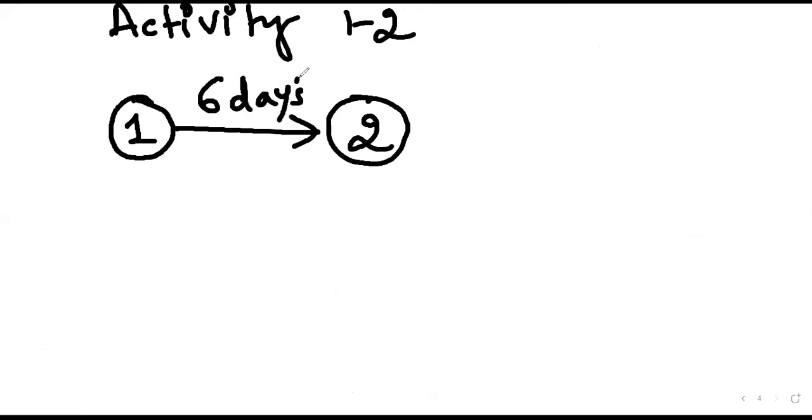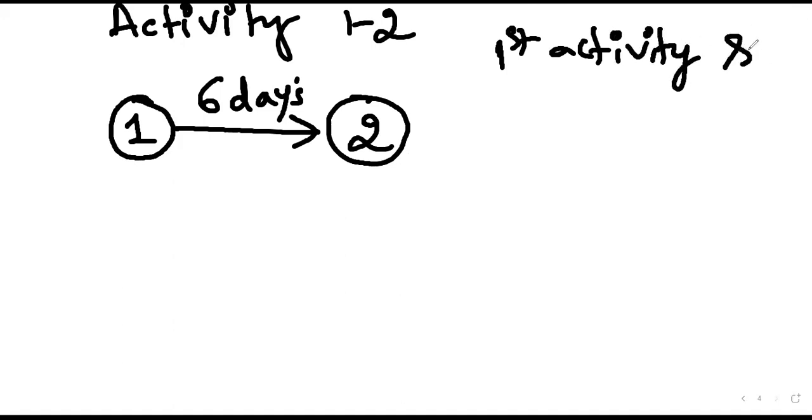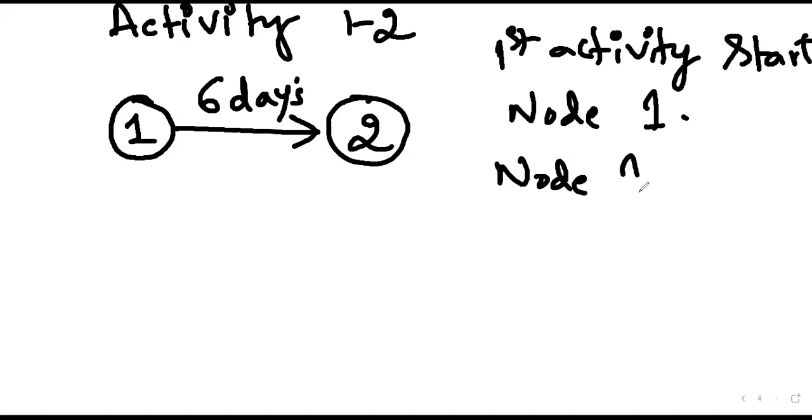One of the questions here was, what do we actually mean by node? There is not much relevance about a node. A node just says at what point of time this activity starts. So here, the first activity starts at node 1. Node 1 is nothing but the starting point of the activity.